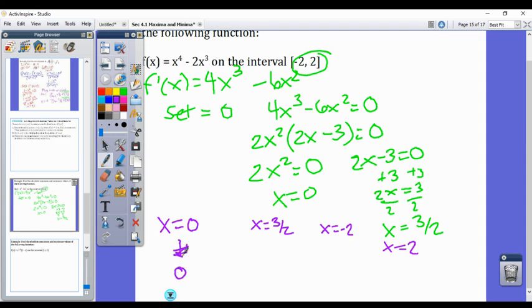0. Okay. If I plug in 3 over 2, so I'm just plugging this all into the calculator. I'm not going to write it all down because it's too much. I'm going to get negative 27 over 16. So essentially I'm doing 3 over 2 to the 4th power minus 2 times 3 over 2 to the 3rd power. All right, negative 2, I'm going to get 32. And when x is 2, I'm getting 0.